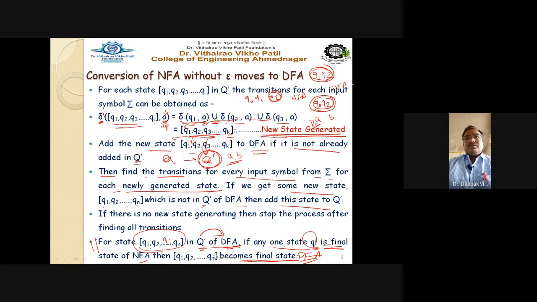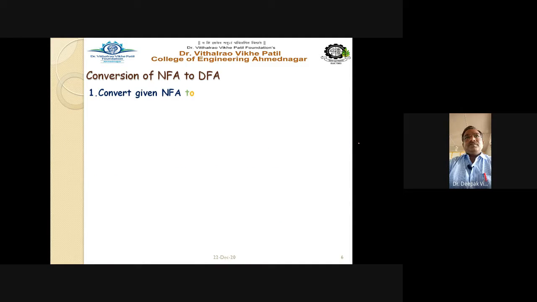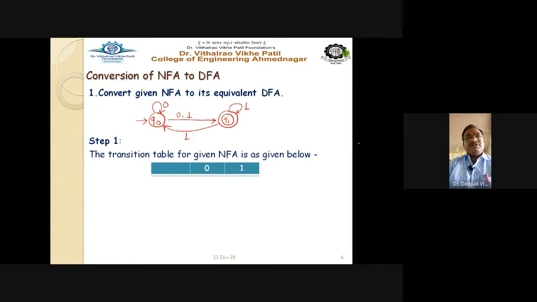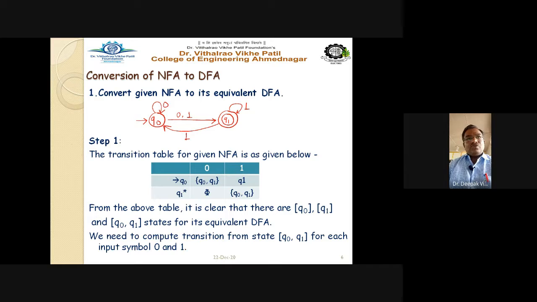So let us see here. Start with an example. Convert the given NFA to its equivalent DFA. The NFA diagram is given here. So the very first step is the transition table. You have to write down the transition table for the given NFA diagram. The transition diagram of the NFA is given, so the first step is to draw the table.